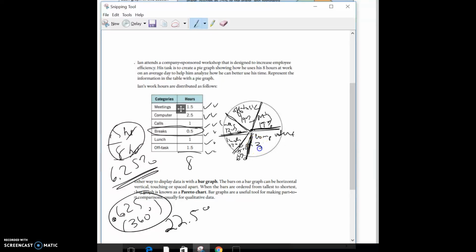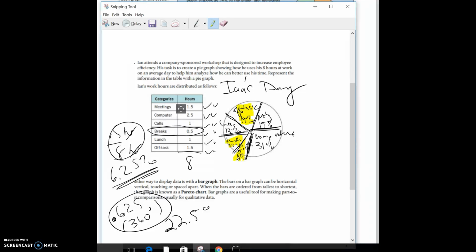About 31%. So there should be no gaps in your circle, every space should fill up. These should add up to 100%, but again, with rounding, sometimes that doesn't happen. So we have labels, percents, and then Ian's day. Now, obviously, if I was a boss, I would have some concerns here, because as I look at this, I'm like, okay, well, off task here, lunch here, breaks here. I'm hoping the computer time is work time, but not certain there. So Ian might need to be a little more productive as far as I'm concerned.